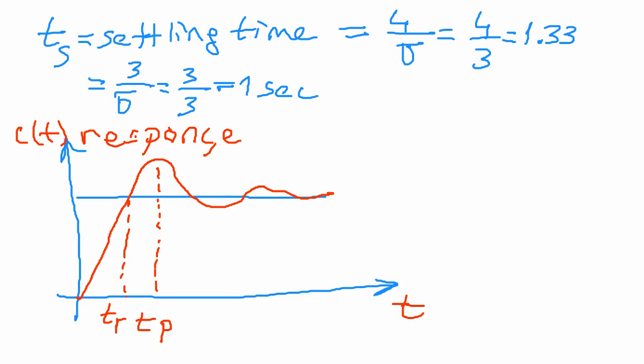Evet. Şimdi gelelim buraya. That one is longer time. That one is shorter time. That means this one, of course, the shorter time is a 5% criterion. 5% criterion. That one is 2% criterion. Which one do you prefer? Okay.